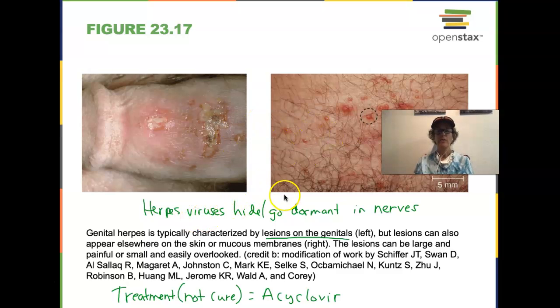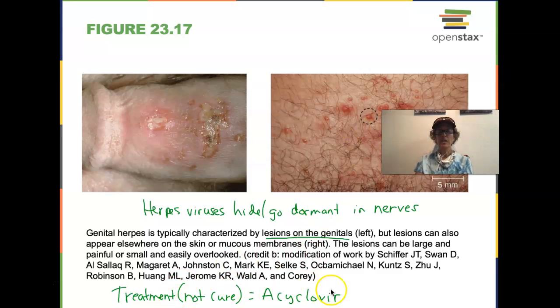So herpes viruses do hide, and that's a slash, go dormant in nerves. These are the painful blistery lesions on genitals, but they can show up where there's been contact elsewhere on the body, in the skin or mucous membranes. They can be big, right? And you've noticed them, and they can be really tiny and not be terribly bothersome. They could be easy to miss.